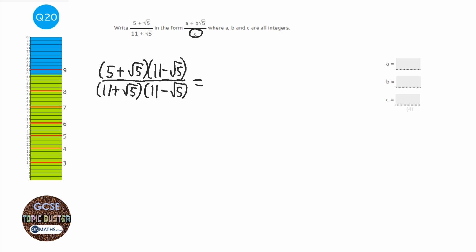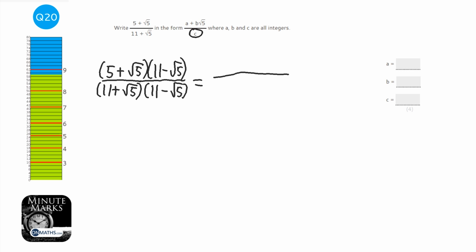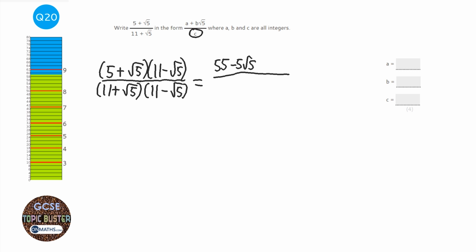Okay, you do it the same way as you do quadratics, whichever method you want, first outside, inside, last, or double smiles and rainbows, or smiley face, or whatever you choose to do it. So I'm going to do the top first. So I'm going to do 5 times 11, which is 55. I'm going to do 5 times minus root 5, which is minus 5 root 5. I'm going to do 11 times root 5, which is 11 root 5.